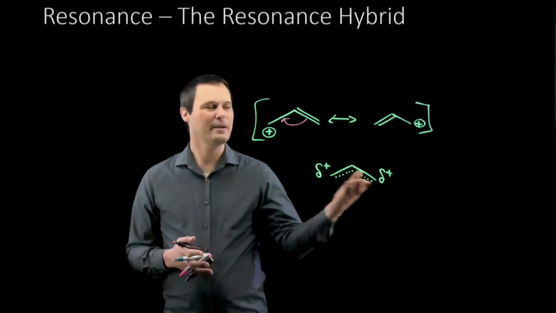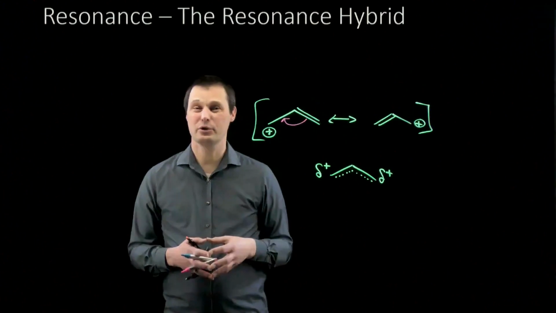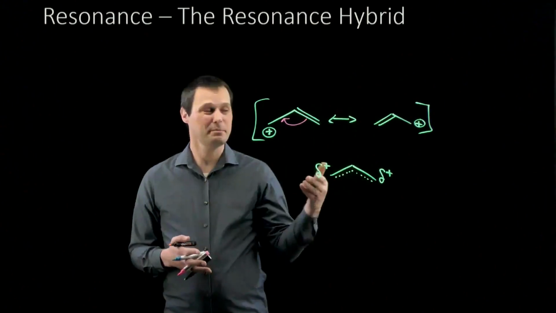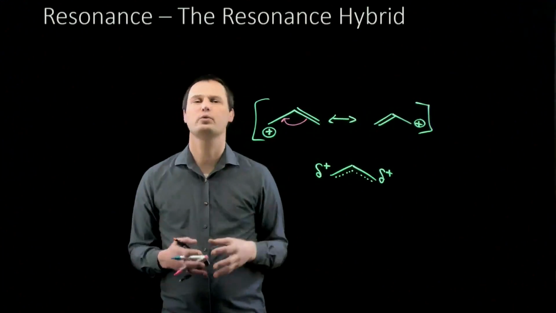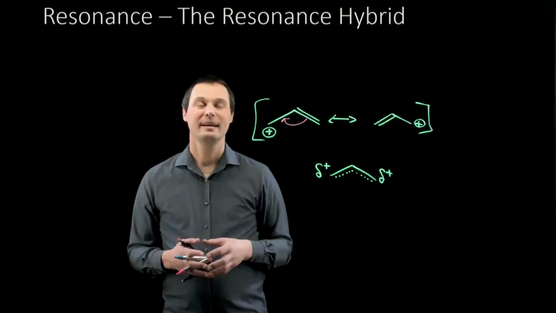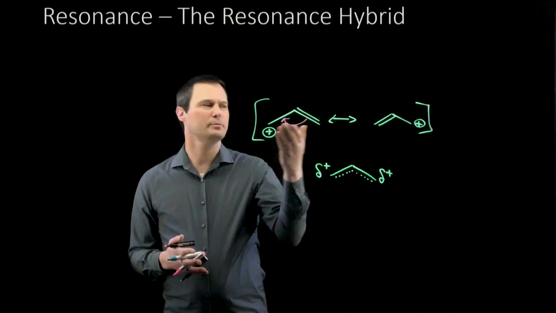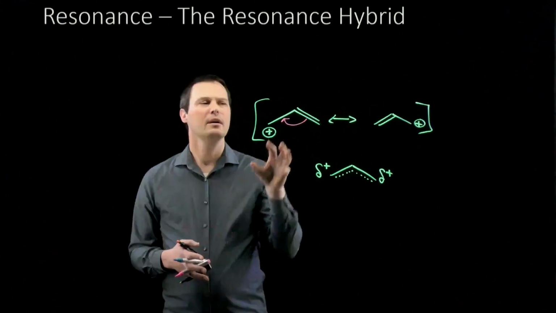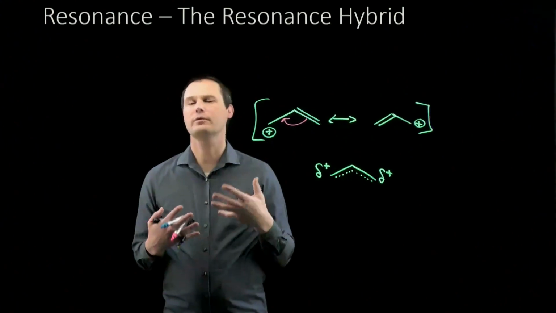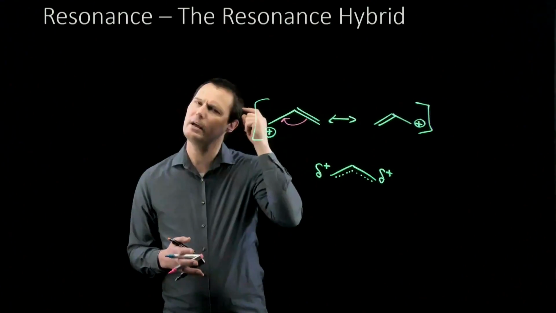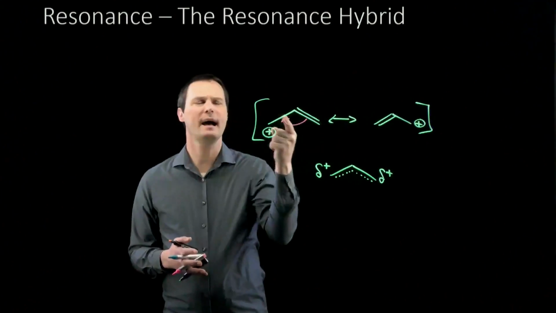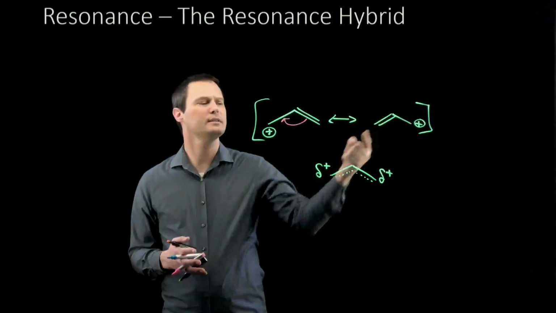Now, this weighted average resonance hybrid is kind of cumbersome to draw. It's the only thing that exists, but it's a bit of a pain to draw. So chemists rarely draw the resonance hybrid unless there's a reason to highlight it. Instead, we draw one of the resonance contributors, or sometimes the entire resonance series. Whichever resonance contributor is important for whatever point we're trying to make, that's the one we draw. But in the back of our head, we always remember that this structure does not actually exist. It is the resonance hybrid that exists.